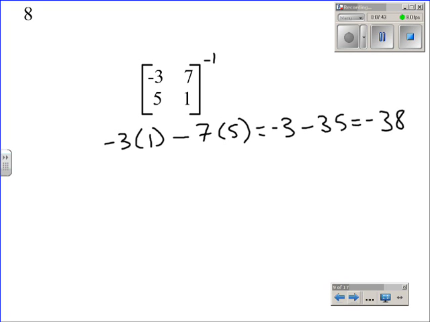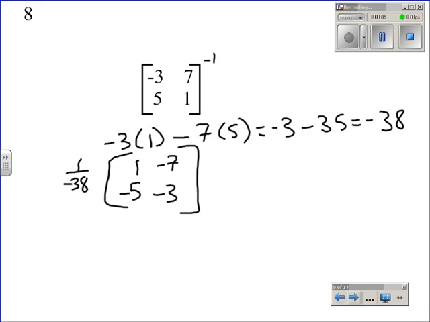To find it, we change the places of 1 and negative 3 and change the sign of 5 and 7. Finally, we multiply the whole matrix by 1 over the determinant. The result is the inverse matrix.